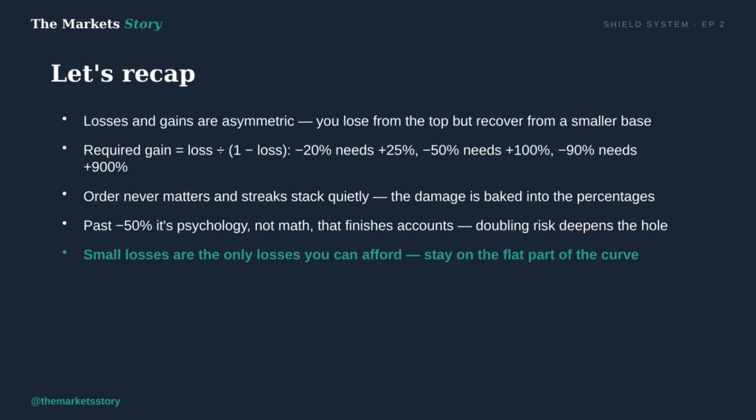Let's recap. Losses and gains are asymmetric. You lose from the top, but you recover from a smaller base. The formula: loss divided by 1 minus the loss. 20% down needs 25% back, 50% needs 100%, 90% needs 900%. Order never matters, and streaks stack quietly. Past -50, it's psychology, not math, that finishes accounts, which leaves one conclusion. Small losses are the only losses you can afford.